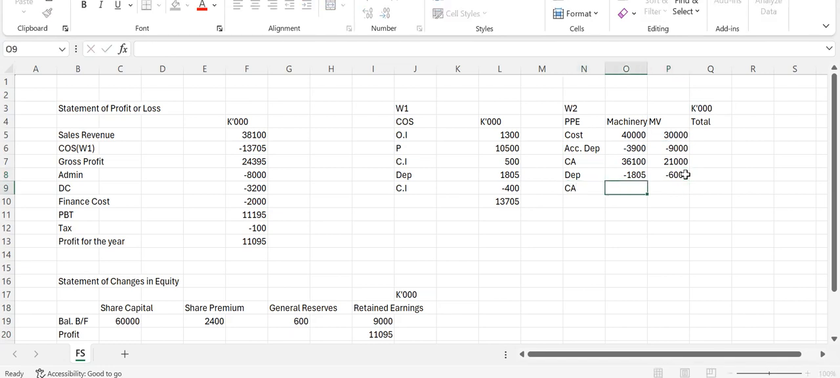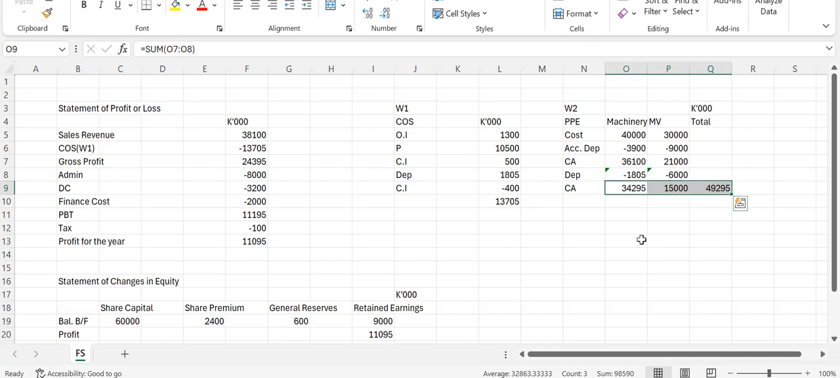Now we get the carrying amount at the year end. So what is this? This one is 34,295. This one is 15,000. And then obviously we get the total of it. So the total of it is 49,295. So we can put this figure directly into the statement of the financial position when we are making the PPE. So now we are done with the adjustments.